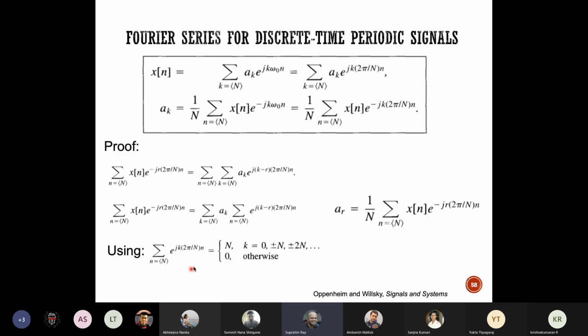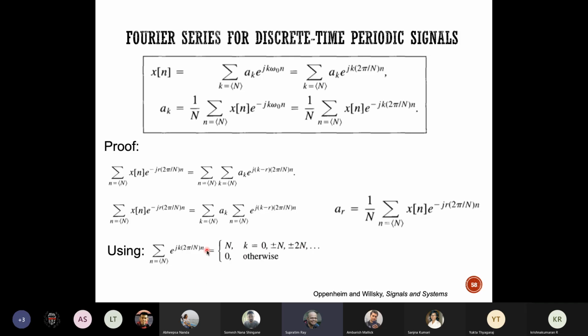It can actually be very easily proven using geometric series. You can take e to the power jk 2 pi by N as some number r. Then it's r to the power 0 plus r to the power 1 plus r to the power 2, and so on. It will become 1 minus r to the power N divided by 1 minus r. But you will see that the numerator will become 0, unless the term here is a multiple of N to begin with.